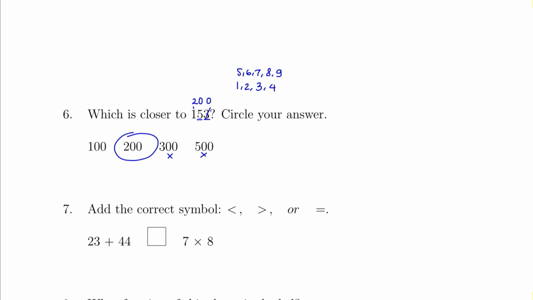What about question 7? Add the correct symbol. This symbol means less than, larger than, equal. Let's add them together. 23 add 44. You can use long addition like this. 3 and 4 makes 7, and then 2 and 4 makes 6, so 67. So on the left we have 67. And here, if you're good with timetables, it's 56. If you're not sure about your timetables, please check my other video on how to work out this multiplication without memorizing the timetables, just using your fingers. That will be helpful. So now 67 and 56. This one is bigger, so we choose this sign.